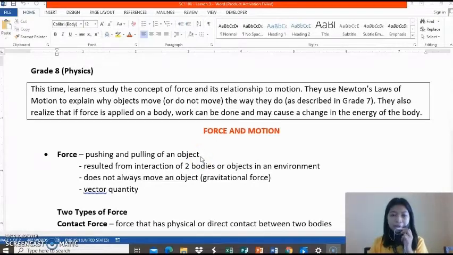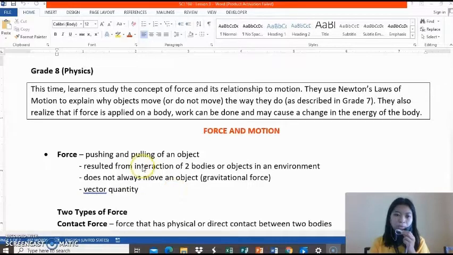And also, it is defined in grade 8 that force results from the interaction of two bodies or objects in an environment. But contrary to that, force does not always move an object. For example, we have gravitational force and magnetic force. Force is also considered to be a vector quantity. Again, when we say vector quantity, meaning it has a numerical value, a unit, and a direction.